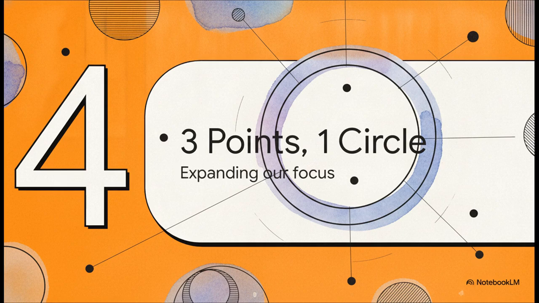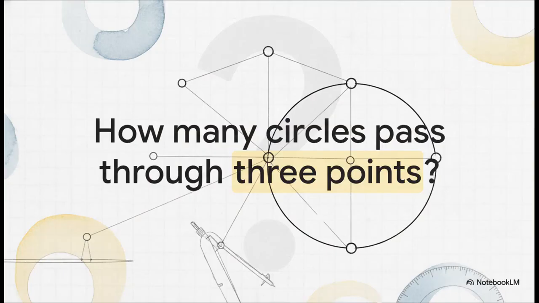Section 4, 3 points, 1 circle. So here's a really intriguing question for you to ponder. Imagine 3 random dots scattered on a piece of blank paper, as long as they aren't lined up in a perfectly straight row. How many different circles do you think could be drawn that pass perfectly through all 3 of those exact points? Go ahead, sketch it out in your mind for just a second.